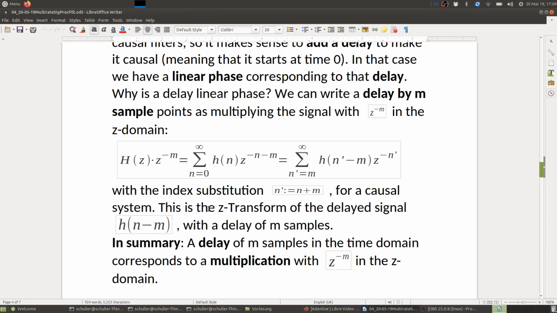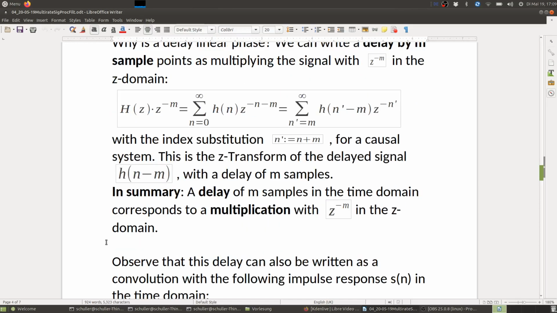So this is the z transform of the now delayed signal h of n minus m, with a delay of m samples. So n needs to be correspondingly higher to get the same output. So in summary, a delay of m samples in the time domain corresponds to a multiplication with z to the minus m in the z domain.